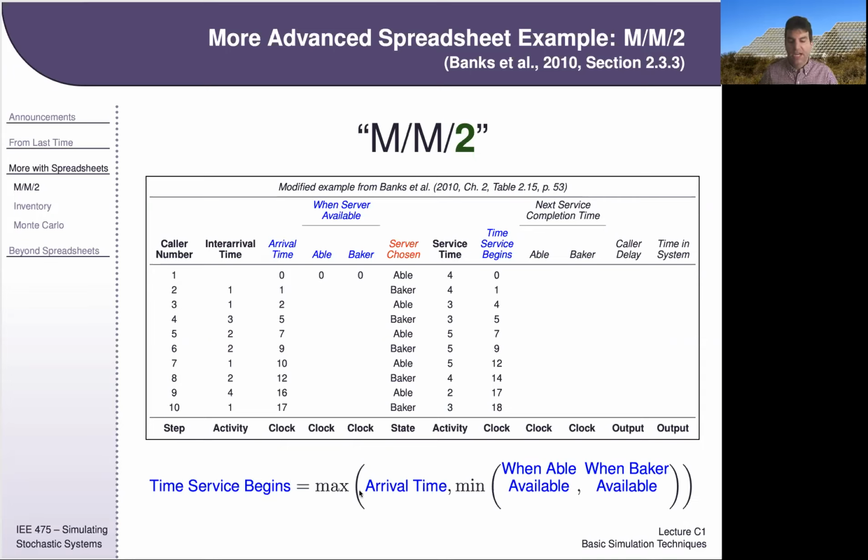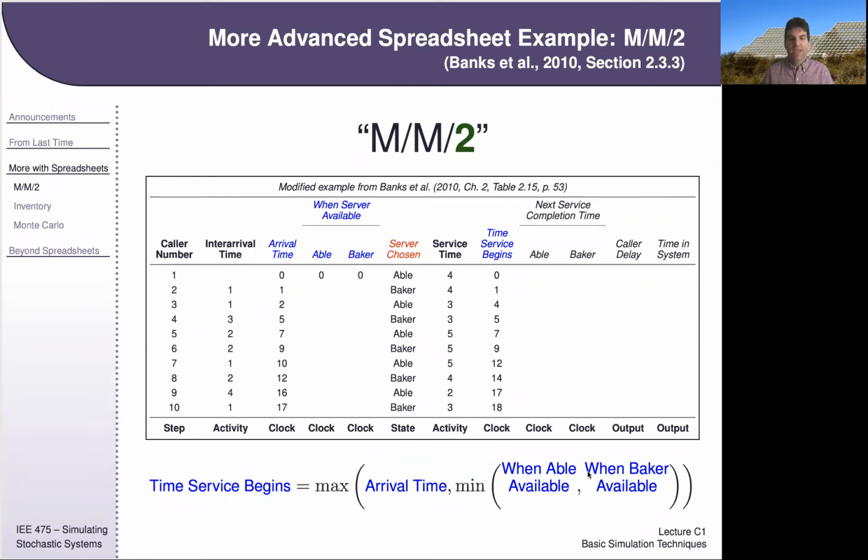Well, that caller's time is either going to begin right when they arrive, which would be the case if there's idle time, if one of the servers is idle. If that's not the case, then the caller is going to have to wait until either Able or Baker are available. So what we're going to ask here is, for this caller, who is available first? That's what this min does here. We know that Able for this caller is going to be available at this time, and Baker at this time. We want to take the one who's available first, and that goes in here.